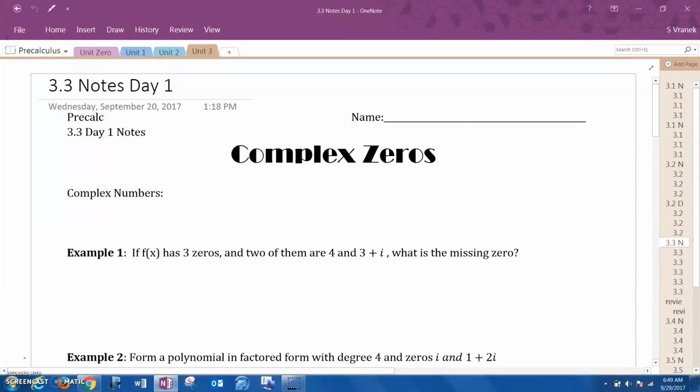Alright class, we are doing the last note sheet, but we're going to do half of it today and then the last problem the next day, so I'll split it into two videos. Today we're talking about complex zeros.